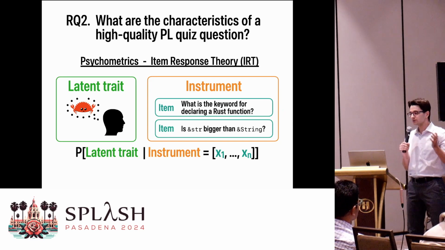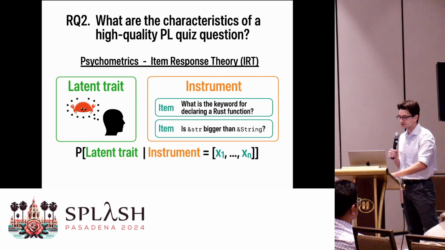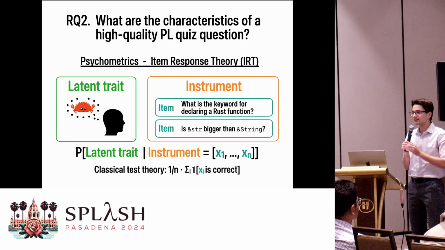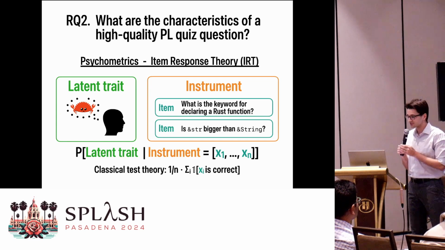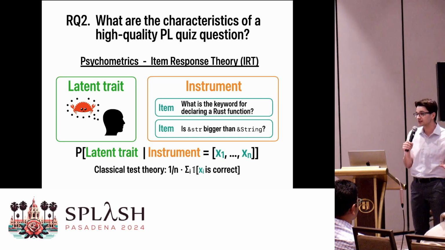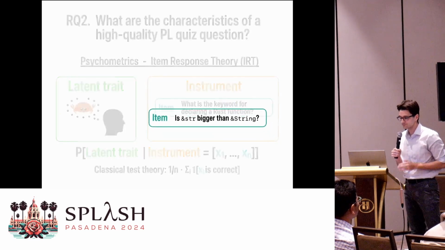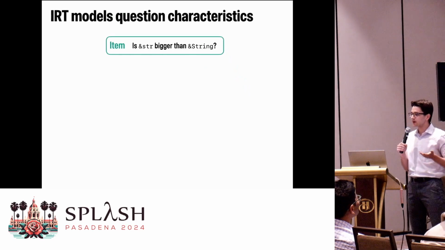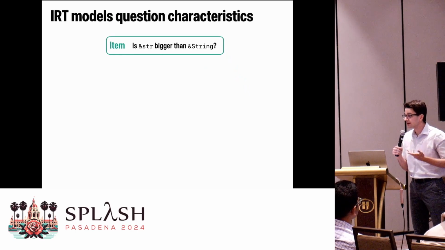Now, all of you know the most basic model of this, classical test theory, which says the probability of that latent trait is exactly your score on the test. But IRT is about coming up with better models by understanding the different characteristics of an item. So one common IRT model is that an item has 3 main characteristics.